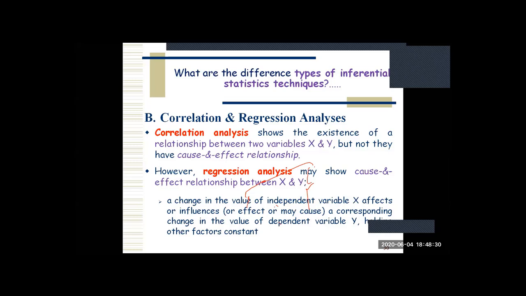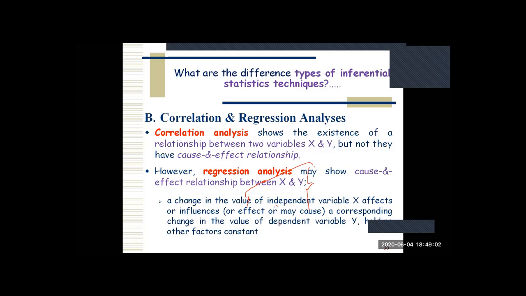That means we expect, as the age of individuals is rising, there might be high blood pressure. That means there is a positive correlation. The correlation simply shows the extent and degree of association between variables. In this case, to what extent age is correlated with blood pressure. But regression, apart from showing the relationship, will also show the cause and effect relationships.